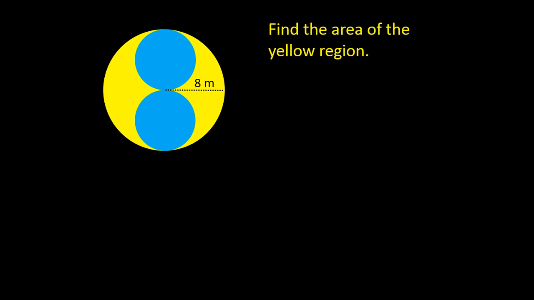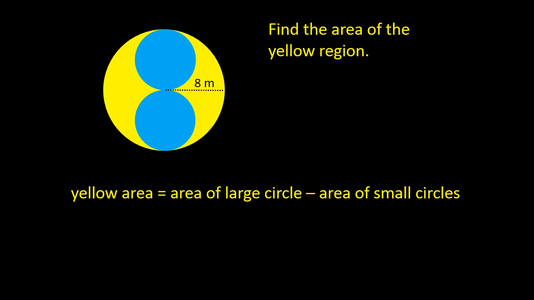How about if we want to find the area of this yellow region? So we're going to be able to do some subtraction to do this one as well, because the yellow region is inside a large circle, but outside these 2 small circles. So if we think about starting with the big yellow circle, and then subtracting off the area of the 2 little blue circles, we'll have the area that we're looking for.